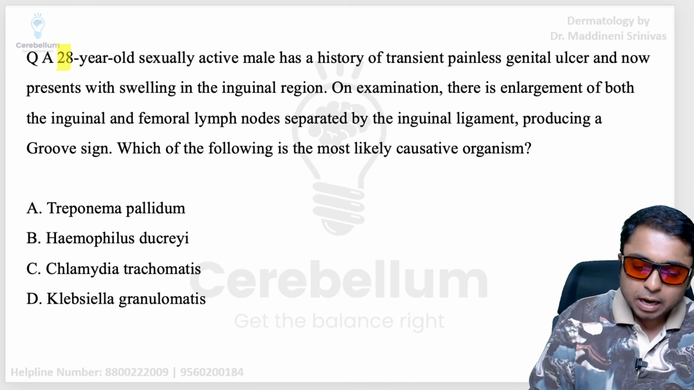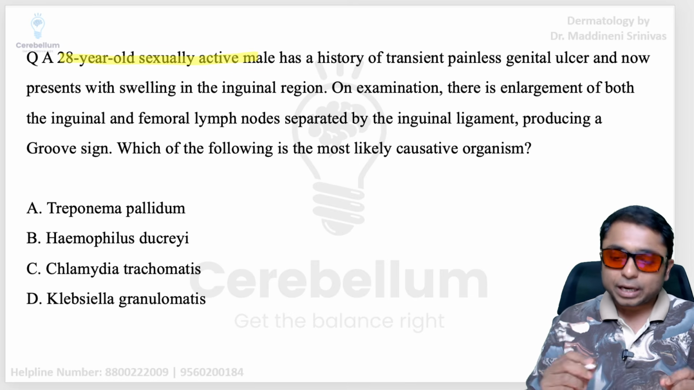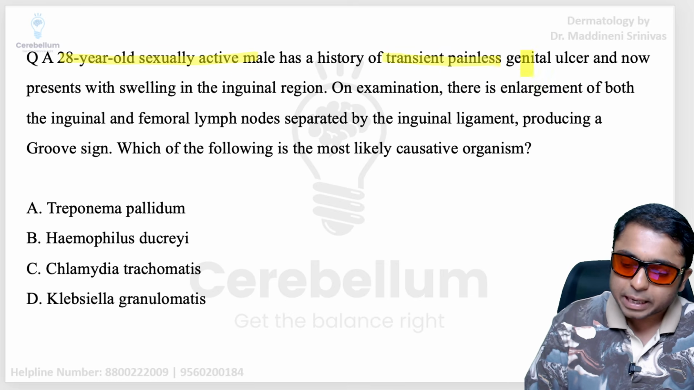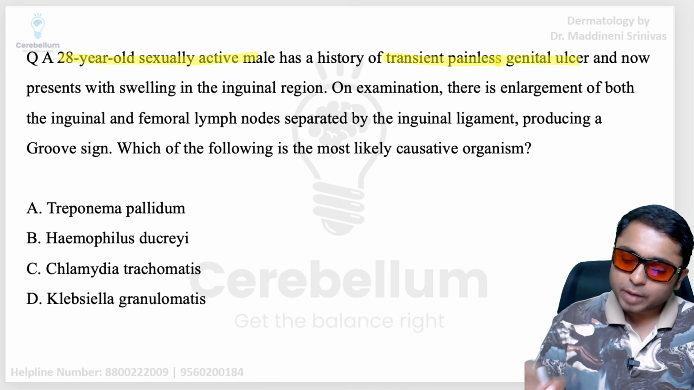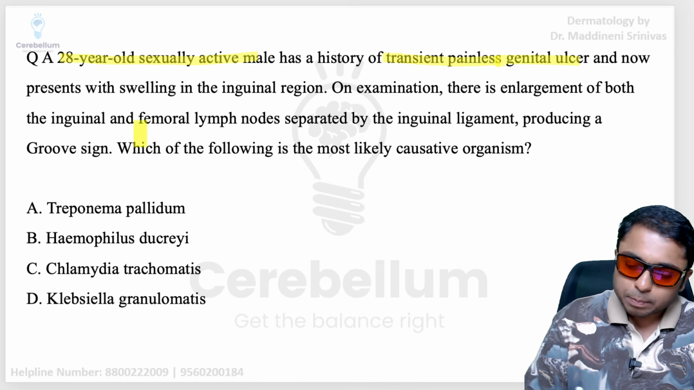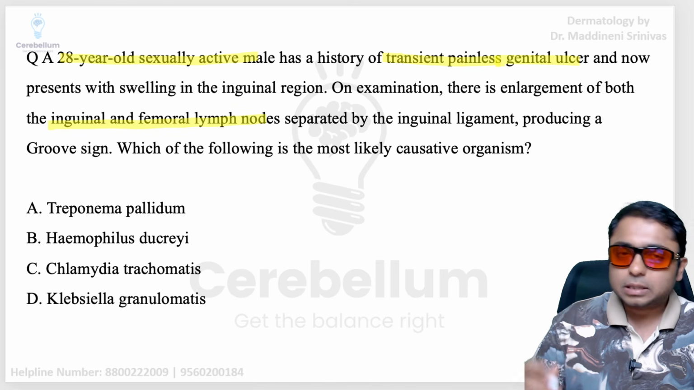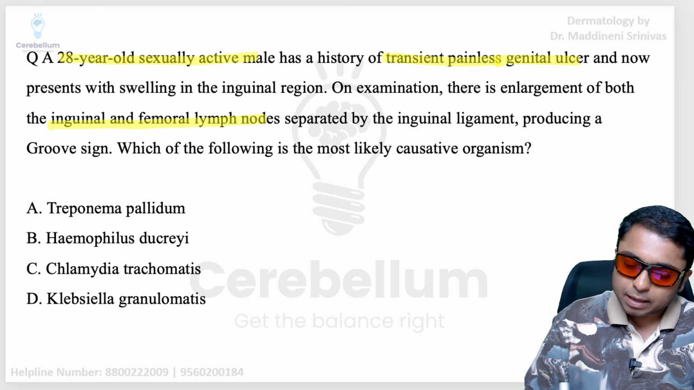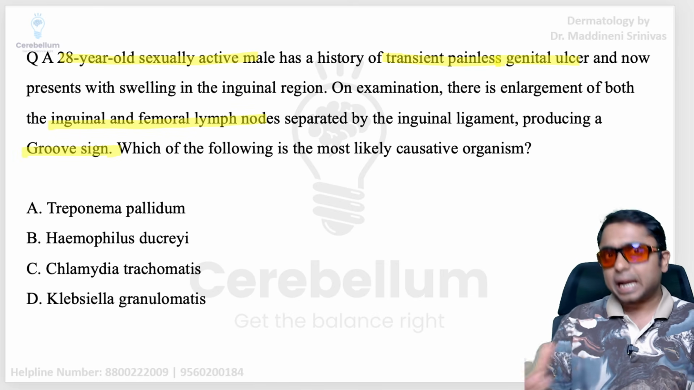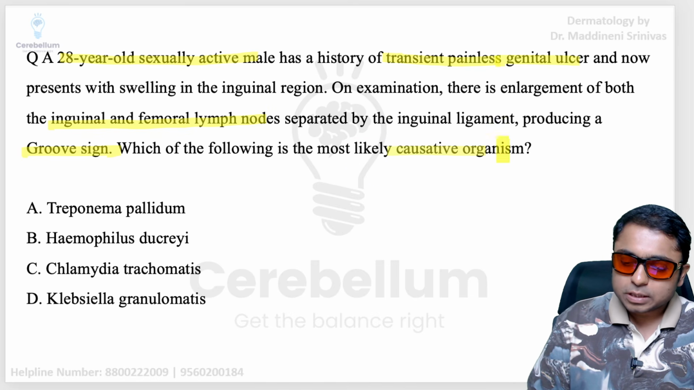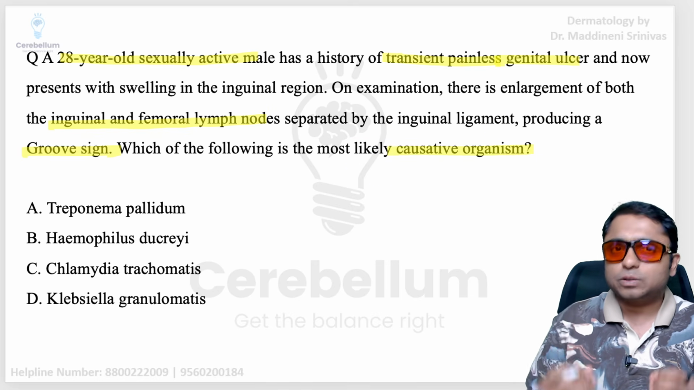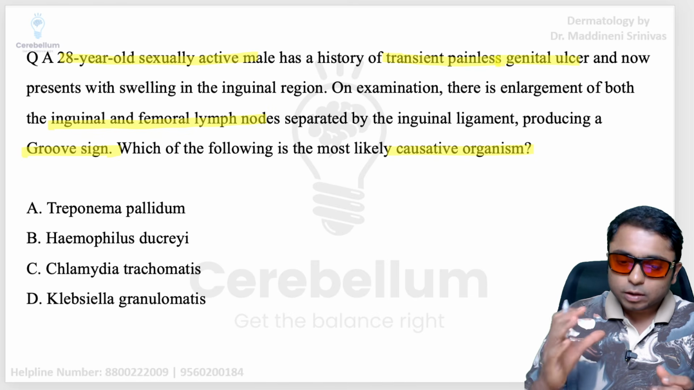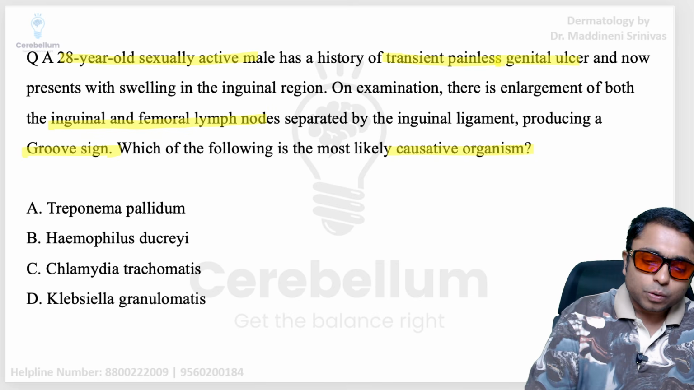First question: a 28-year-old sexually active male has a history of transient painless genital ulcer and now presents with swelling in the inguinal region. Examination reveals that both inguinal and femoral nodes, separated by the inguinal ligament, are enlarged, producing the groove sign. What is the most likely causative organism? We have discussed this in class, a very important topic, STD. So what will be the answer?